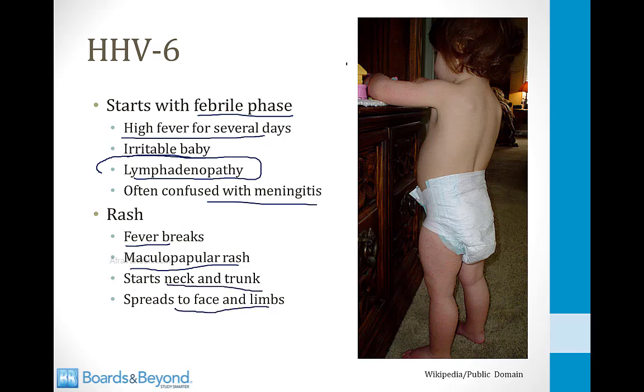And this is a picture of a baby who's got an HHV6 infection. It's a little bit hard to see in this picture, but this child has a maculopapular rash on the legs and on the arms, and that's what it looks like in patients who have roseola infantum. And this is a self-limited condition, and there's no specific treatment.